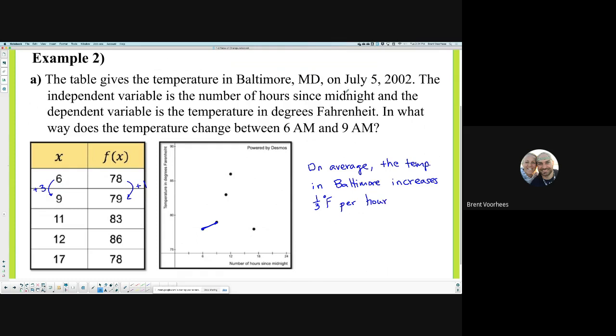And it's per hour, it's not per minute. If you remember, it's 6 a.m. to 9 a.m. It increases 1/3 of a degree per hour between what time? 6, which is less than or equal to x, which is less than or equal to 9. Or if you wanted to just use, say, 6 a.m., between 6 a.m. and 9 a.m.